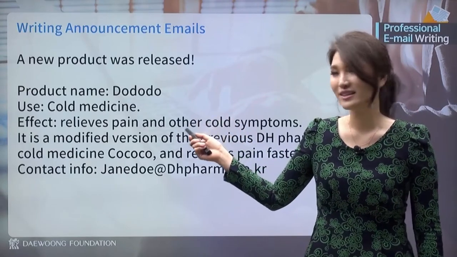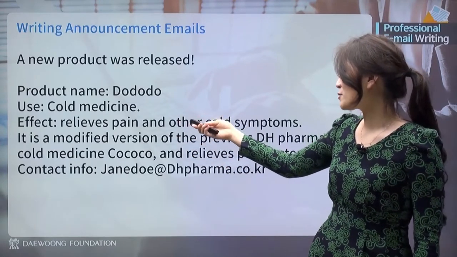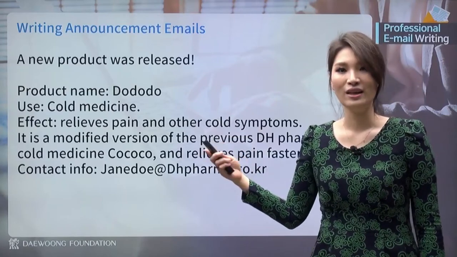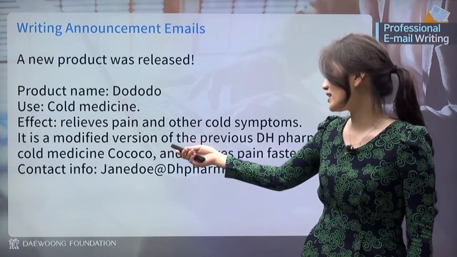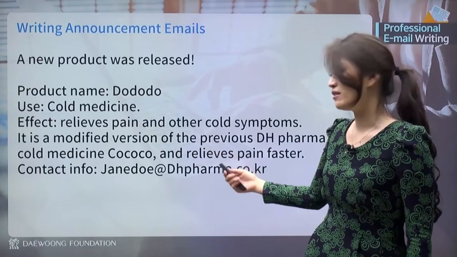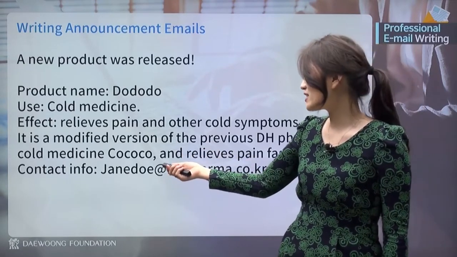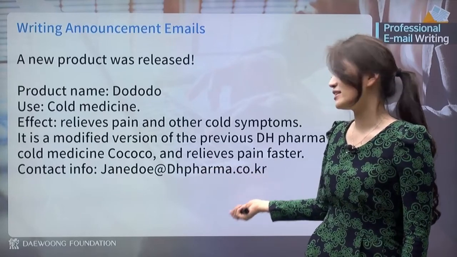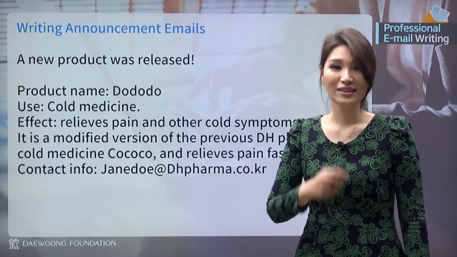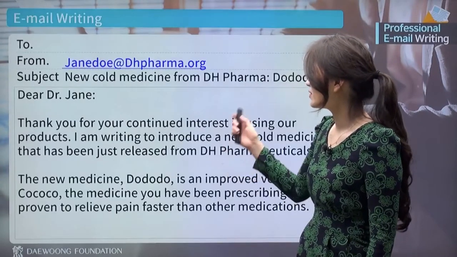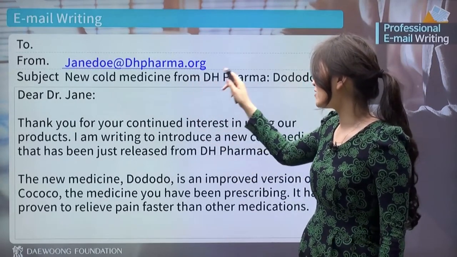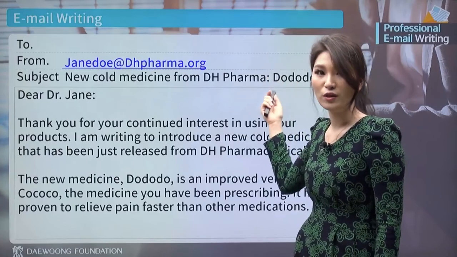The use is cold medicine. What's its effect? Relieves pain and other cold symptoms, right? It is a modified version of the previous DH Pharmaceutical cold medicine Coco and relieves pain, what? Faster. And you have to send it to janedoe@dhpharma.co.kr, right? Let's get writing. The subject, new cold medicine from DH Pharma called Dododo, right?